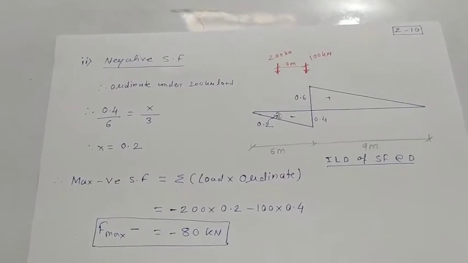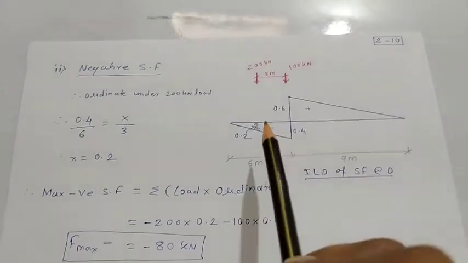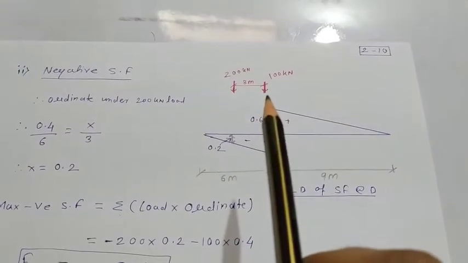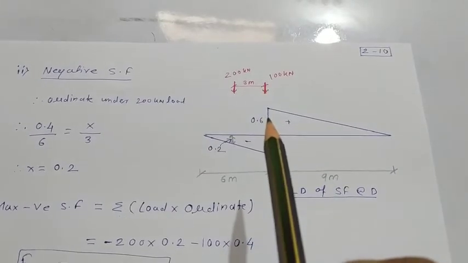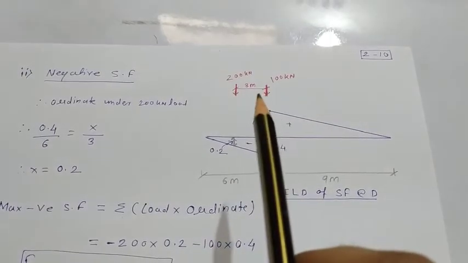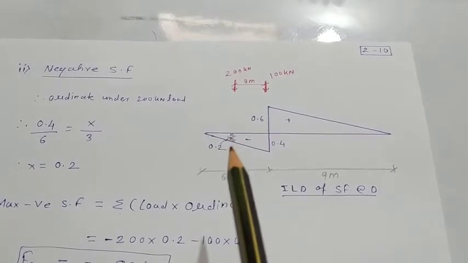Now similarly, find out the negative shear force. If you draw this diagram again, then place the 100 kilonewton load just left of D. Under this condition you will get the maximum negative shear force because the negative ordinate will be covered.